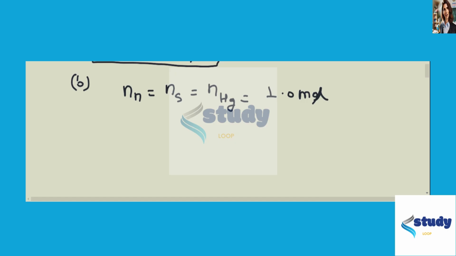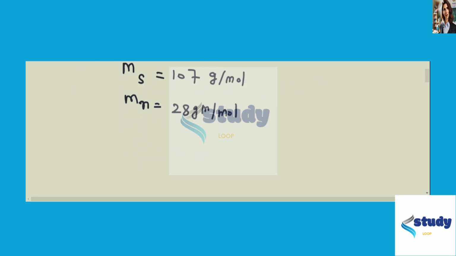Molecular mass of silver, represented by Ms, is equal to 107 gram per mole. Molecular mass of nitrogen, represented by Mn, is 28 gram per mole. And molecular mass of mercury, M of Hg, is equal to 200 gram per mole.